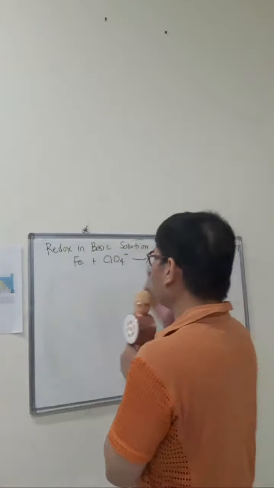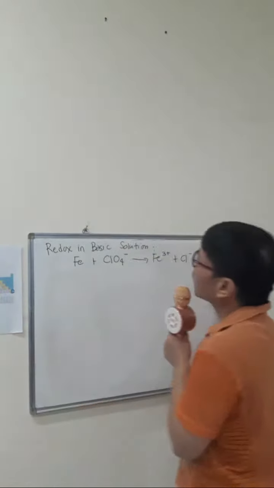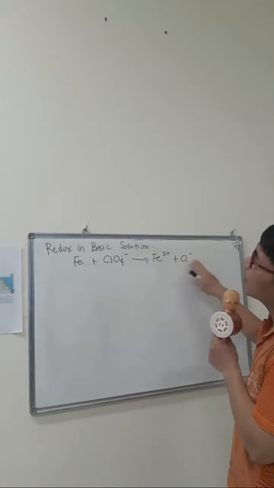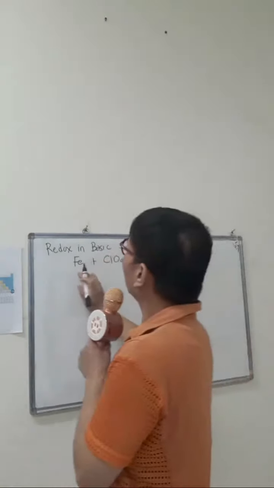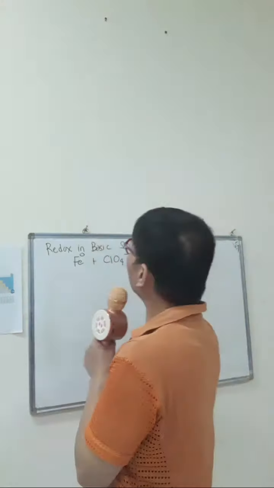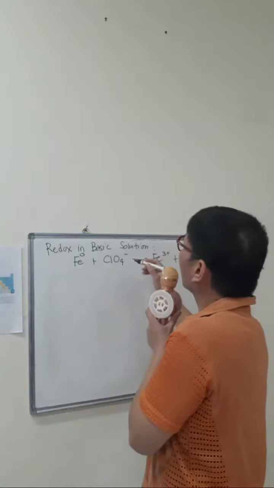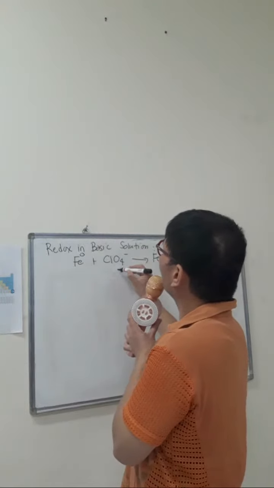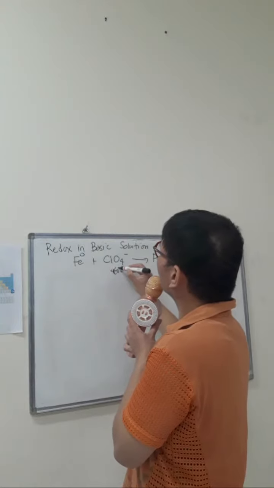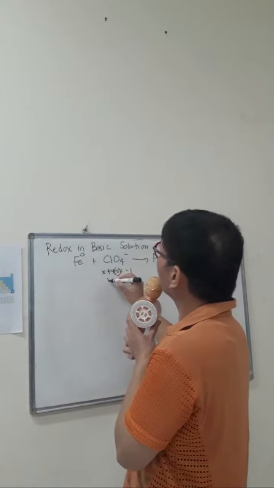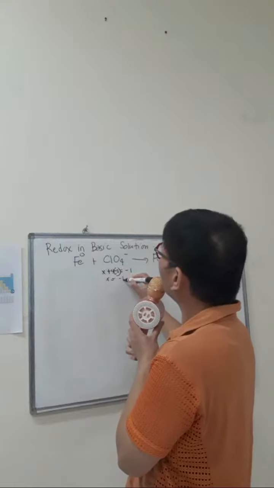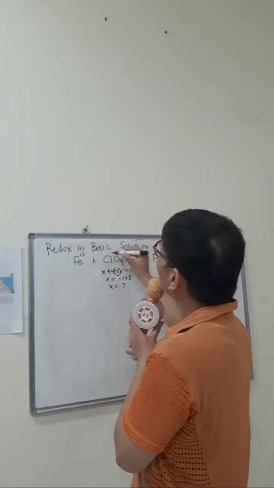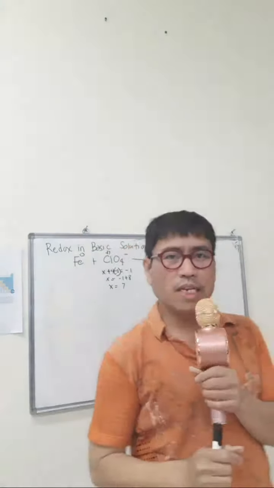So the first step is to assign the oxidation state of each element involved. So iron, Fe, in the reactant is a single element, so it is 0. And then perchlorate is equal to negative 1. So 4 times negative 2 plus x equals negative 1. Negative 8 plus x equals negative 1, then x is equal to 7. So 7 is for chlorine.